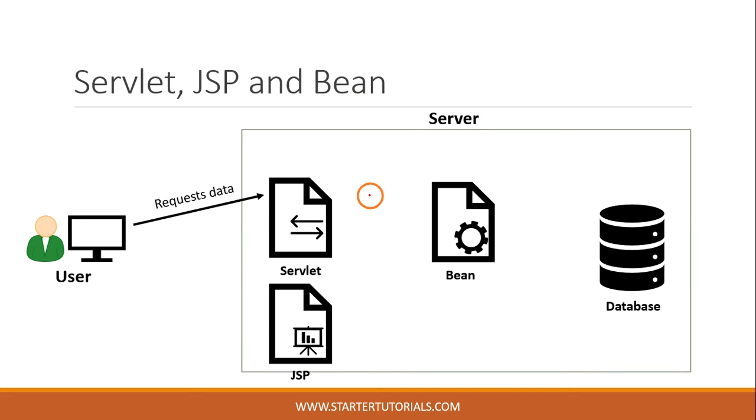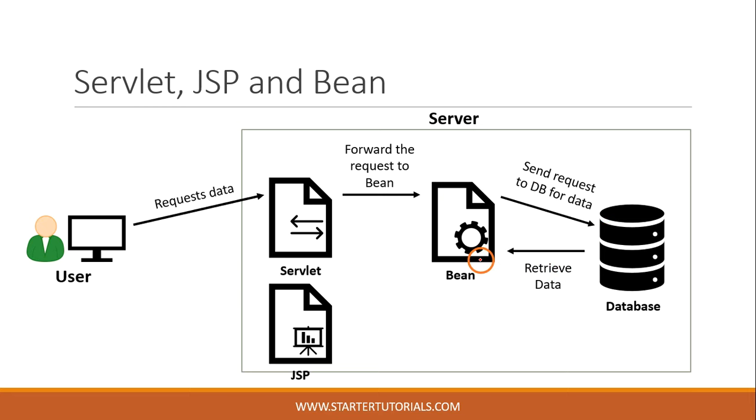And let's see the final thing where we have the servlet, we have a bean class, and we have a new thing called JSP. Now let's see the process flow. So the user requests the data which will be caught by the servlet. The servlet will forward the data to bean. The bean will send the request to the database, and the database will send back the response to bean. Now the bean class will forward the response to JSP, and this JSP will send back the response to user.